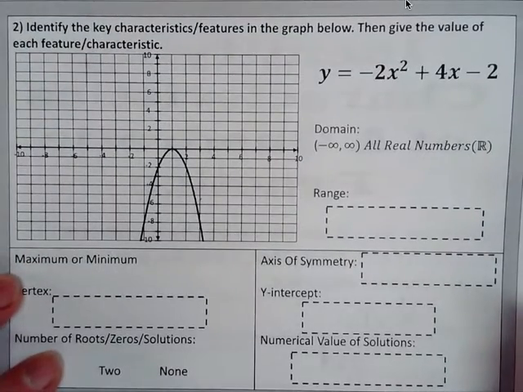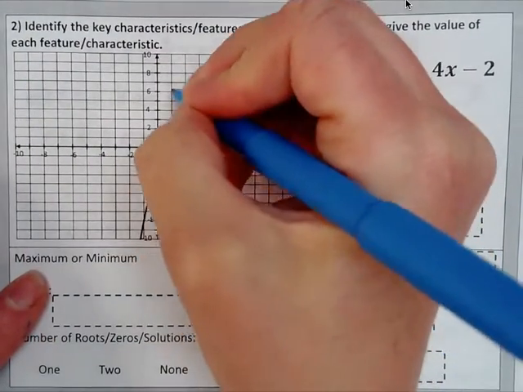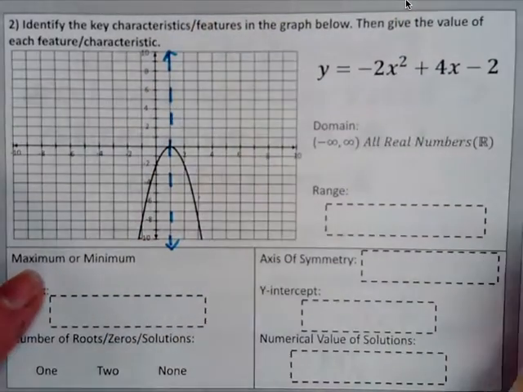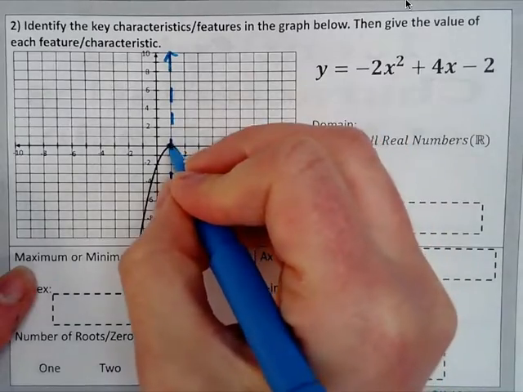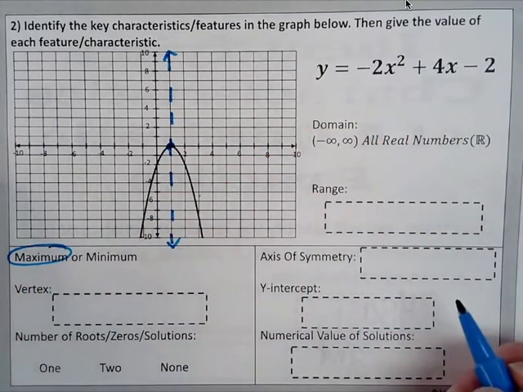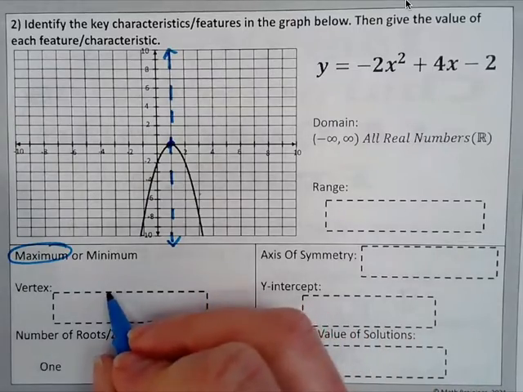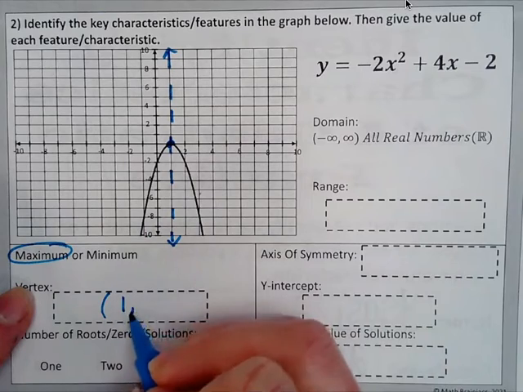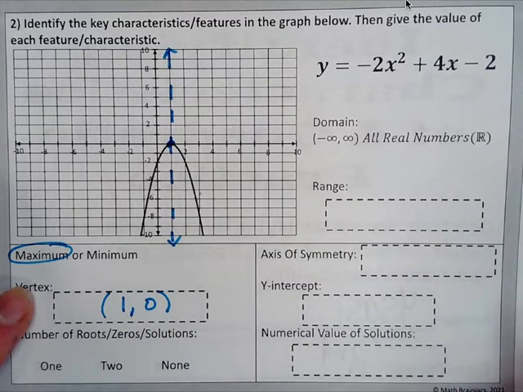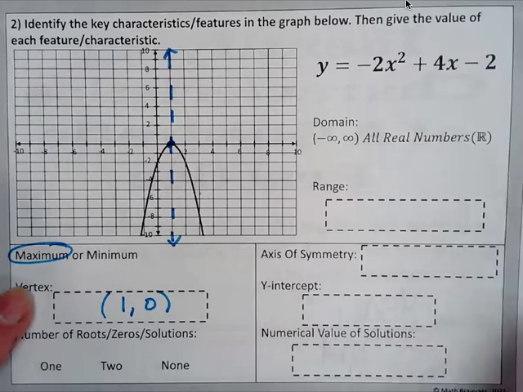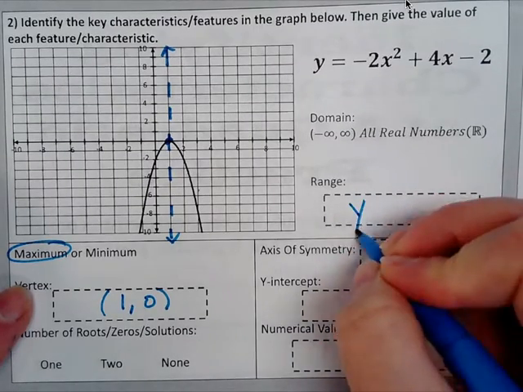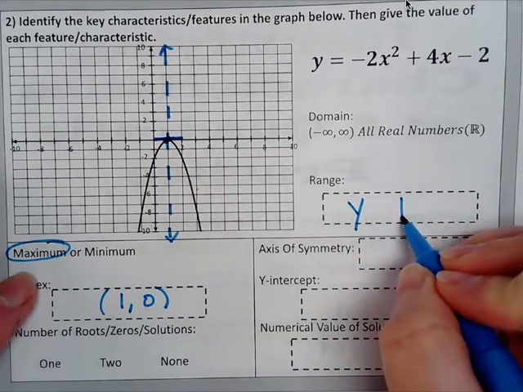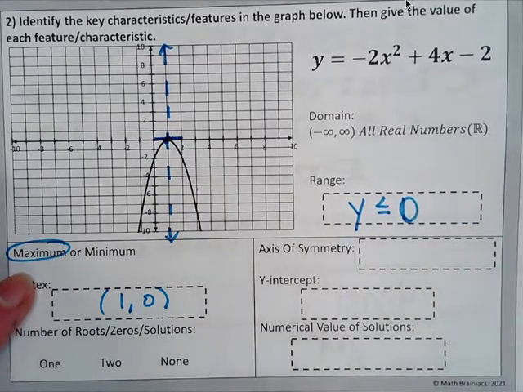Number 2, let's go ahead and do our axis of symmetry. So this is the highest point, so it's a maximum. The vertex is at 1, 0. The range is, the highest is 0. So it's y is less than or equal to 0, because it's at 0 or lower.